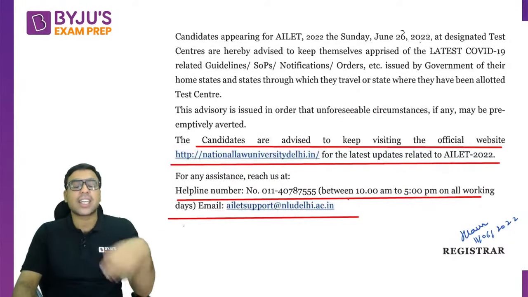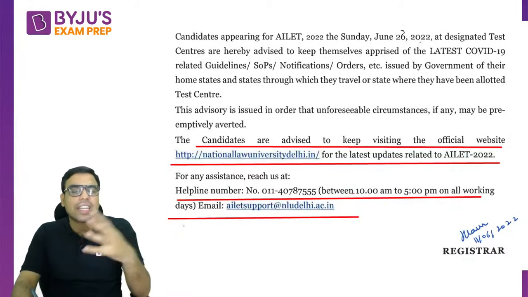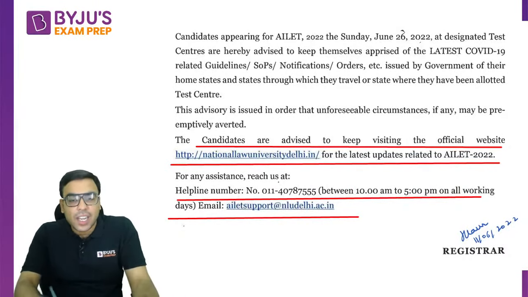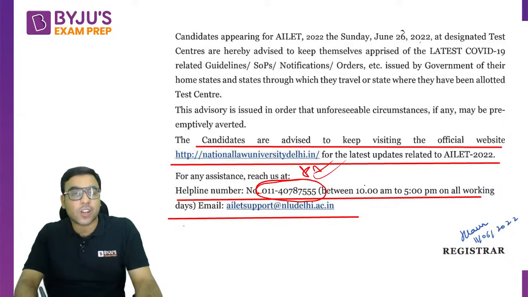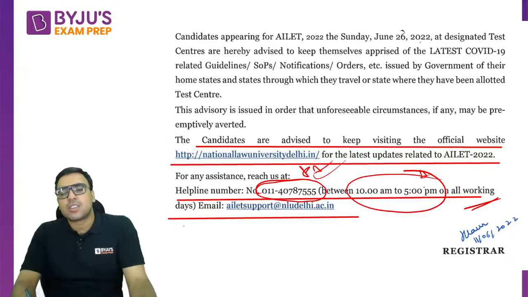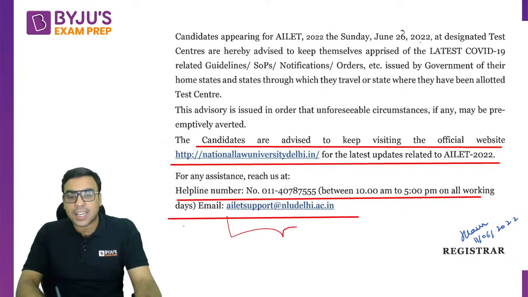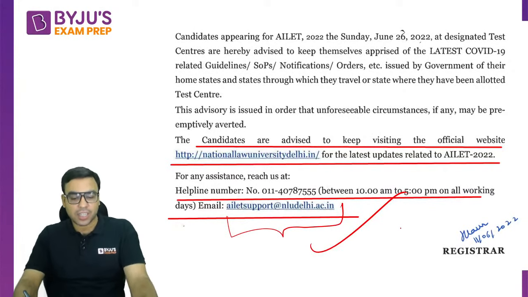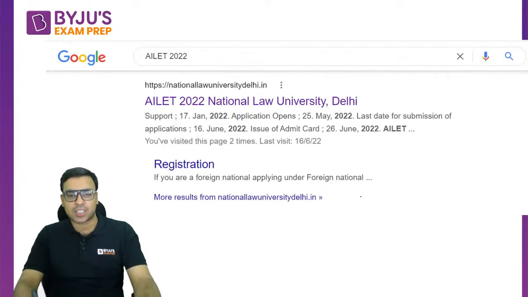Second thing is, if you have any problem, let's say you have downloaded the admit card, there is a photo issue, there is a name issue, or any other problem, or you are unable to download the admit card, this is the helpline phone number. 011-407-87555. You can call on this helpline number between 10 a.m. to 5 p.m. on all working days. We're not talking about Sunday and all. So try to call between this. Or if you have any problem, you can mail here ailetsupport@nludelhi.ac.in also. So these are the number and email for any help, any query or any question regarding it.